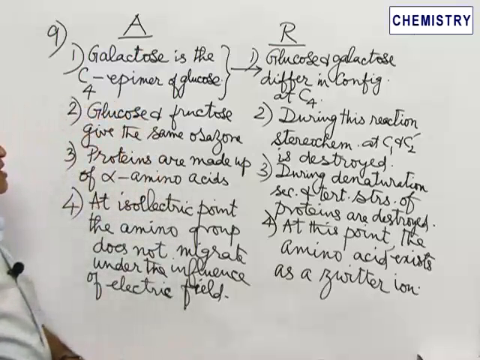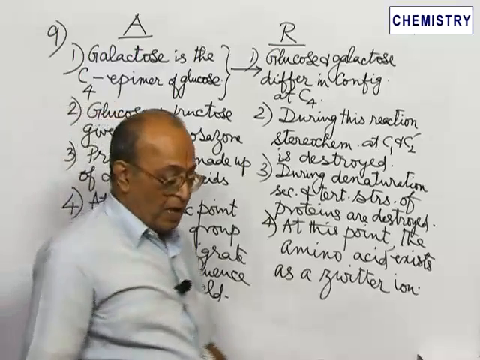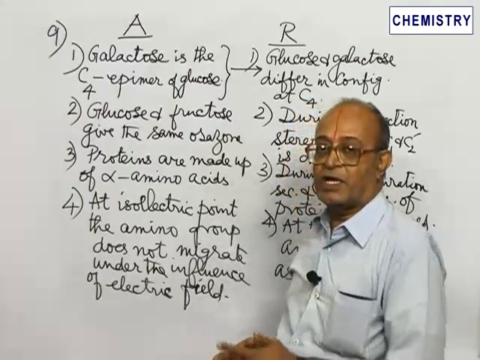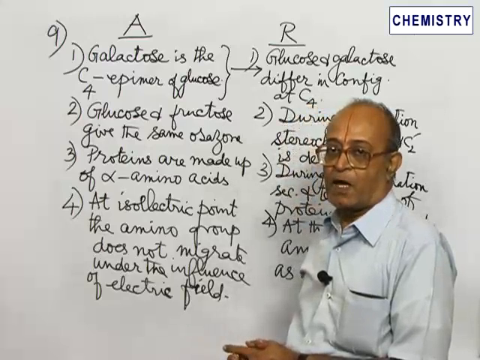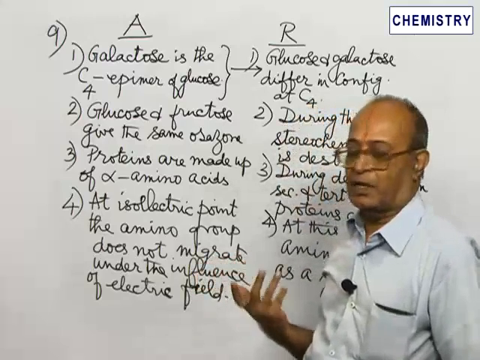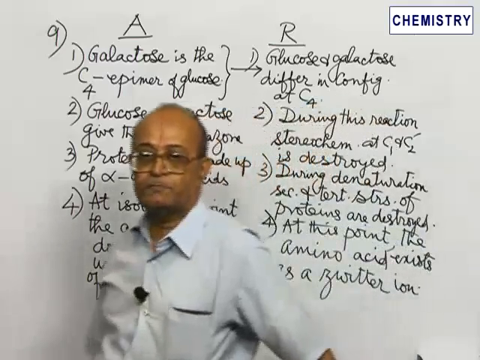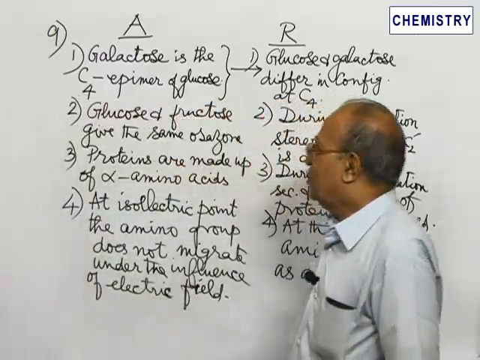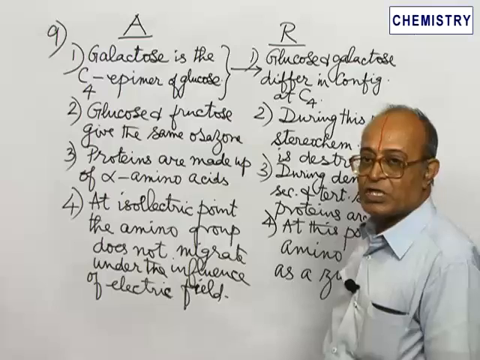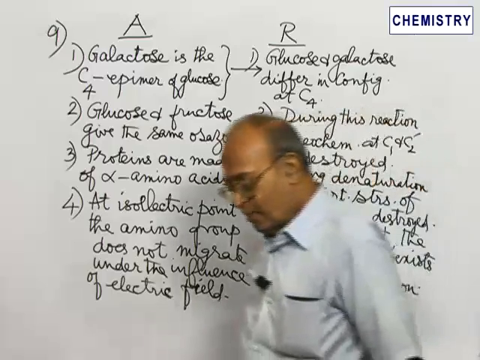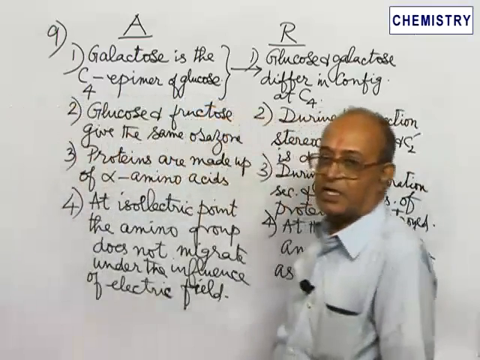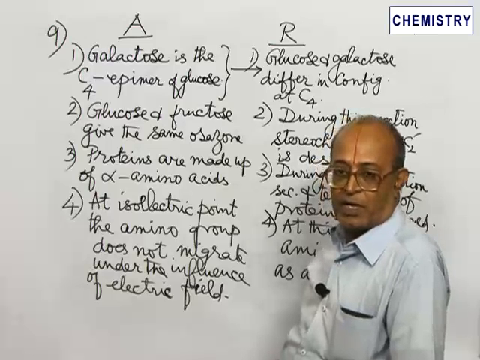All right, consider the second one under assertion. You see, under assertion or reasoning, it does not mean that always the statements should be correct. Any one of these may be incorrect. All right, consider 2. Glucose and fructose give the same osazone. Formation of osazone is a characteristic reaction of the carbonyl groups.